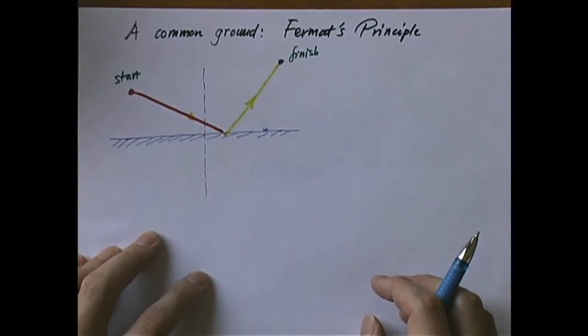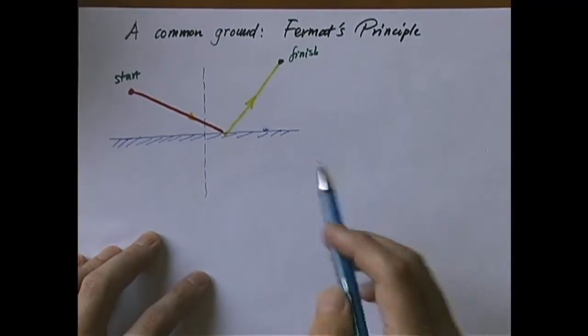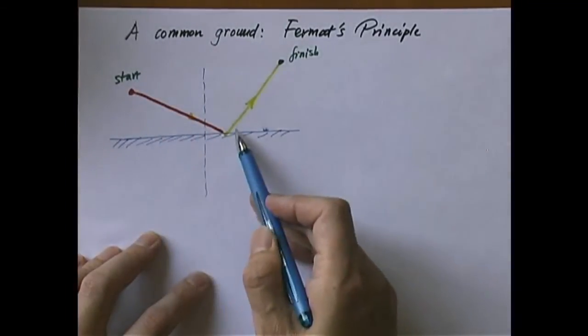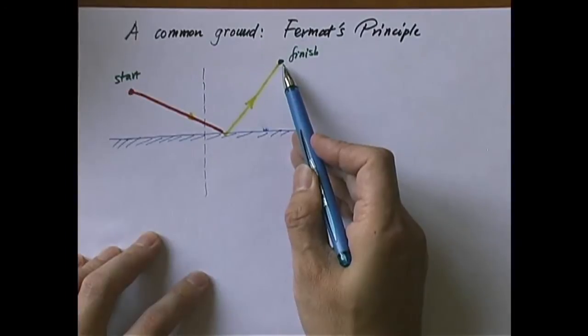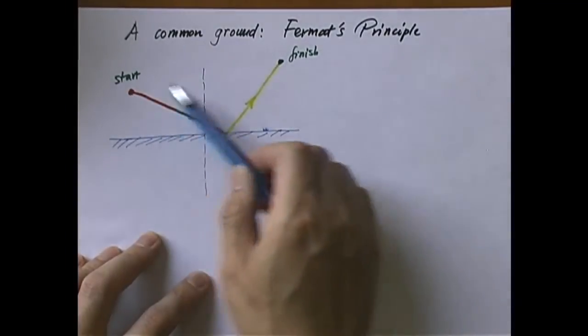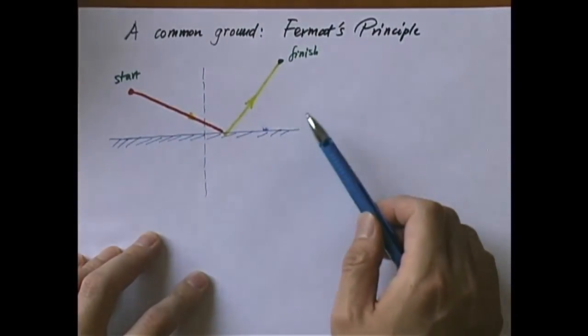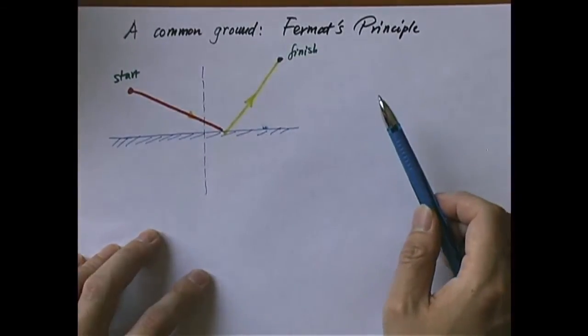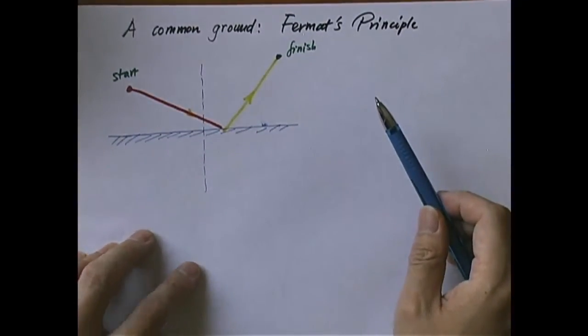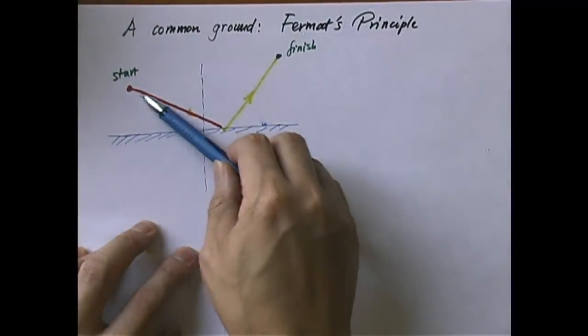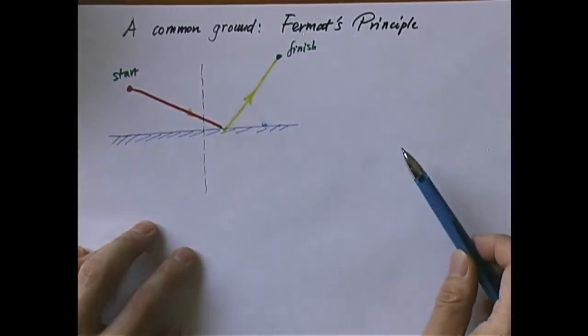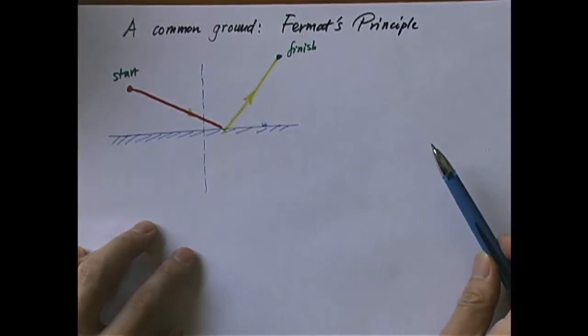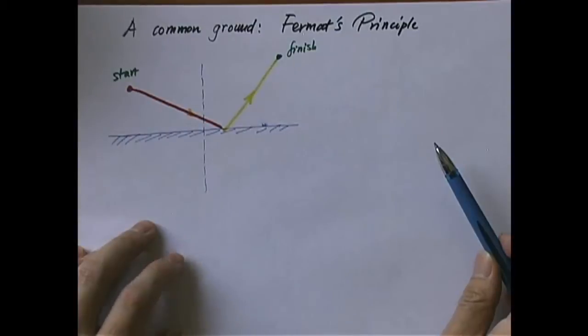If you want to follow Fermat's principle, then since everything happens in the same medium where the speed of light is the same, to get from here to there through reflection in the fastest possible time, which is what Fermat's principle says, this red length plus this yellow length must be the shortest possible. And is this really the shortest possible? Well, let's see.